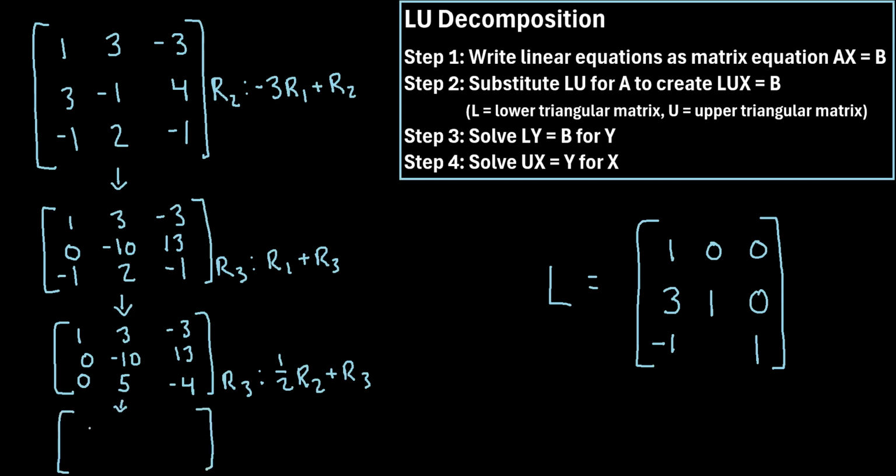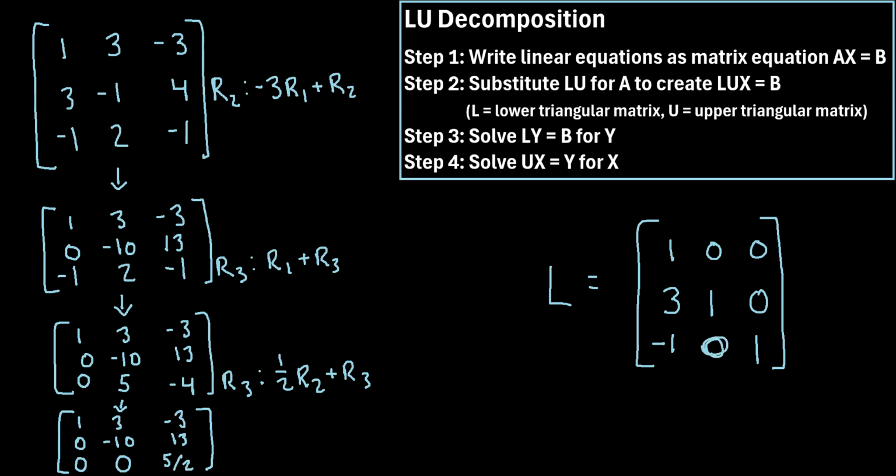So the first 2 rows don't change at all. In row 3, we said we'll have half of negative 10 plus 5, that's 0. And in this last entry, we have half of 13, so let's write that right here: 13 divided by 2 plus row 3. So row 3, we have negative 4. If we want to write that as a fraction over 2, that would be minus 8 over 2. So when we add these two together, 13 minus 8 is 5, so we get 5 over 2 in this last position right here. 5 over 2.